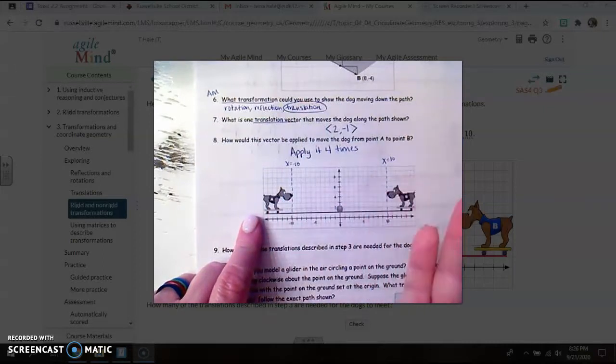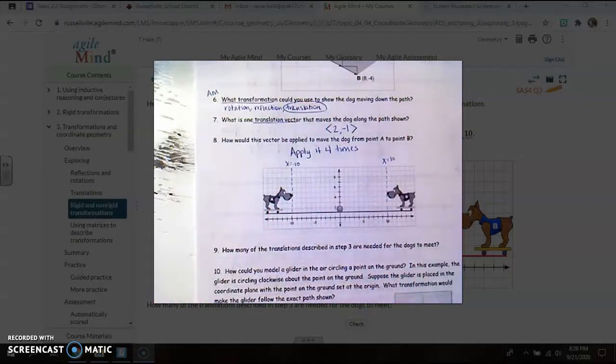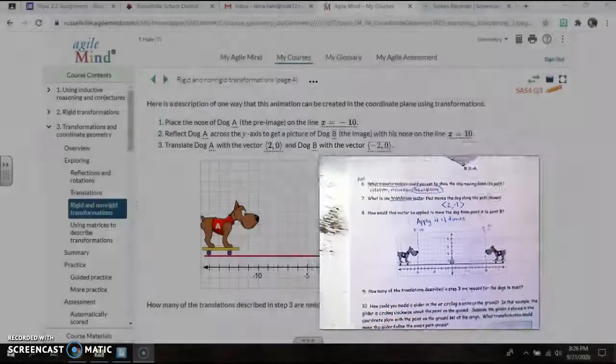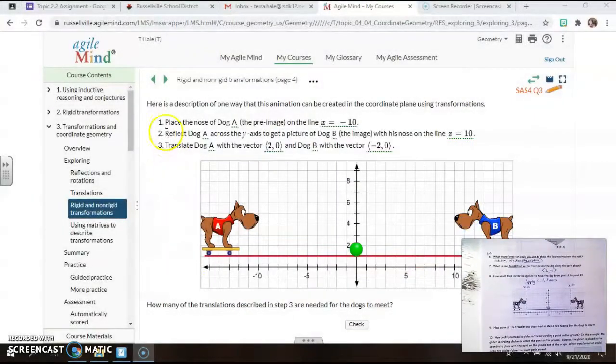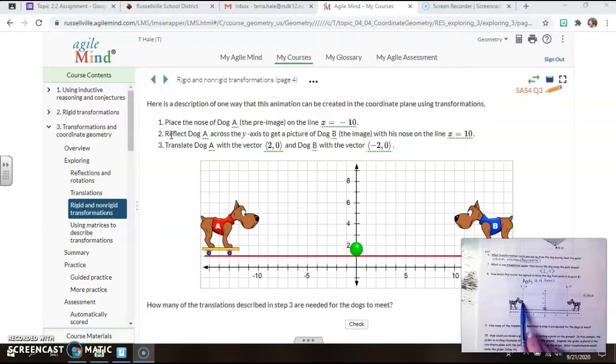Well, you're having to flip the dog, so obviously that's going to be a reflection. So it tells us on number 2 to reflect dog A. Now, anytime you say a reflection, you need to tell across what line you're reflecting. And so we are equidistant from what line? This line right here, which we know is called the y-axis. So we're going to reflect dog A across the y-axis.